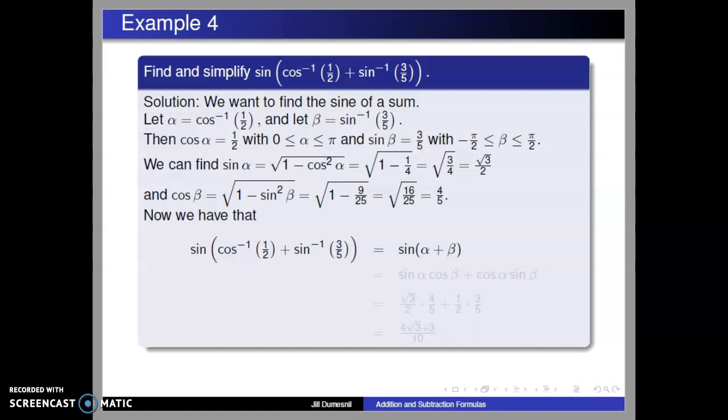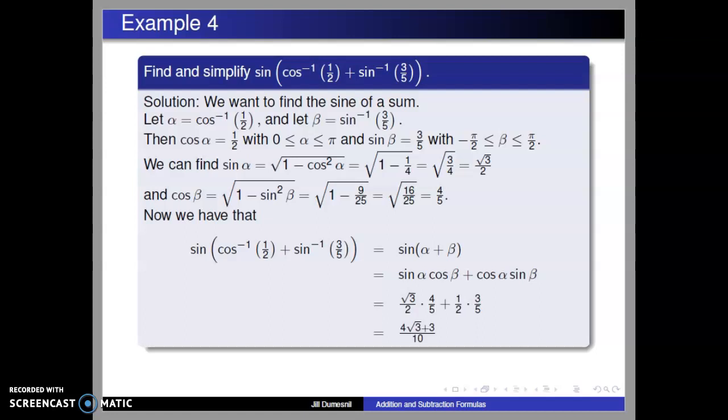Finally, we're ready to find the desired quantity by essentially finding sine of alpha plus beta. We utilize the addition formula for sine and substitute in the known quantities. Finally, all we do is simplify. In these problems where you need to make appropriate substitutions, a good bit of practice is required.